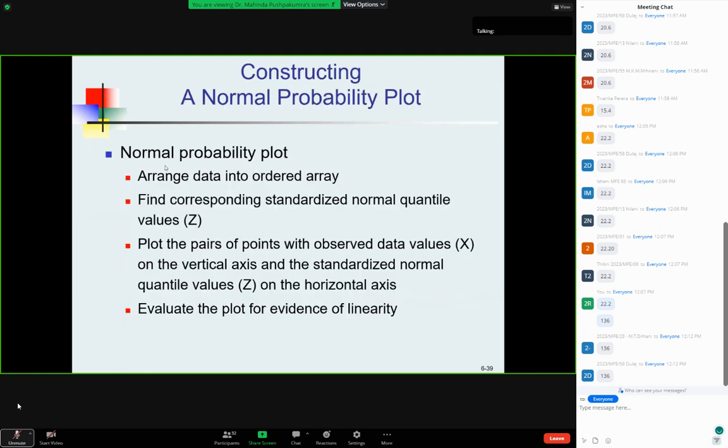Now, normal probability plot means first we arrange our data in an ordered array, that means ascending order. Then we can find standardized normal values, z values. Then we can plot the pair of points, that means observed value x and the z value. If it is a linear curve, okay, then it is a normal distribution.